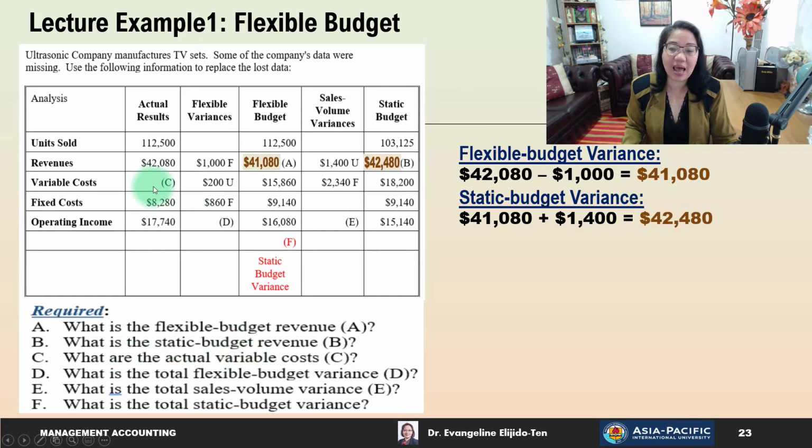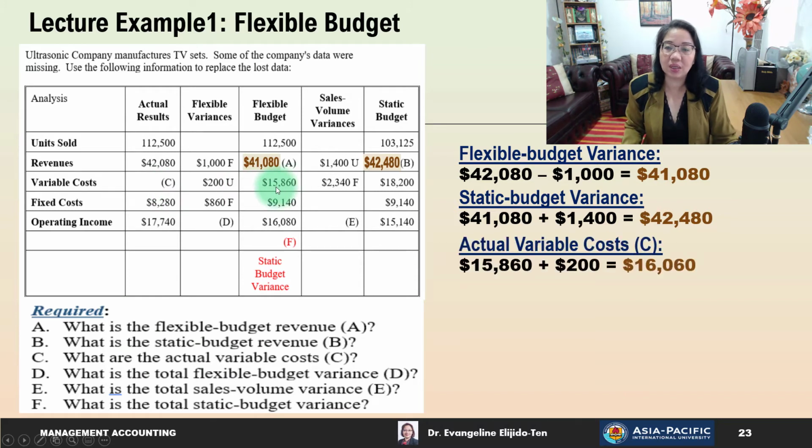What are the actual variable costs? So we know that the flexible budget is $15,860, and we have unfavorable $200 flexible variance. So we'll get $16,060. Let's go to letter D.